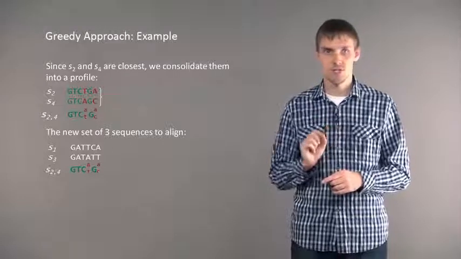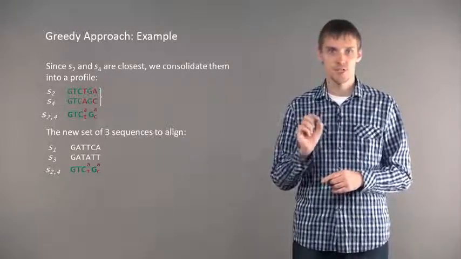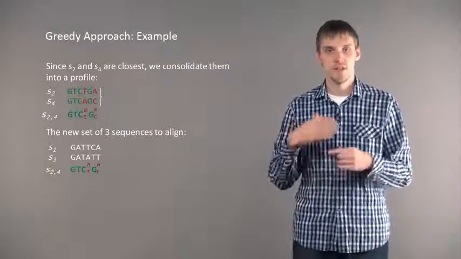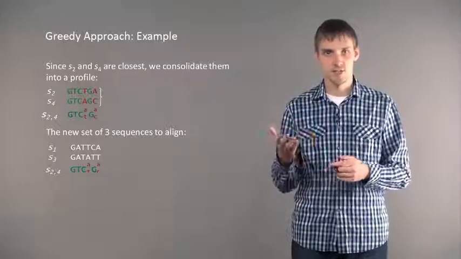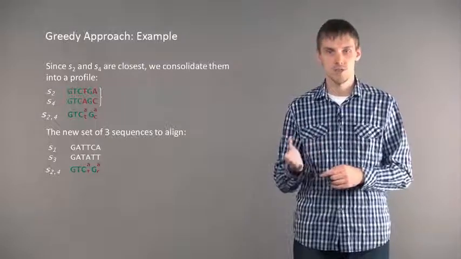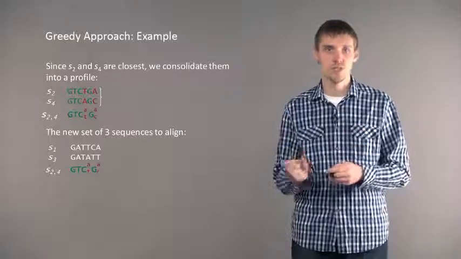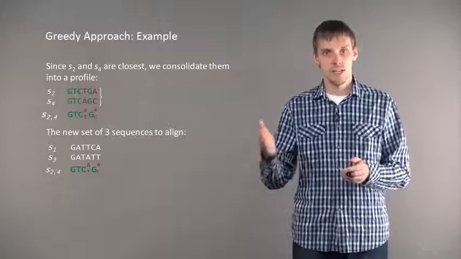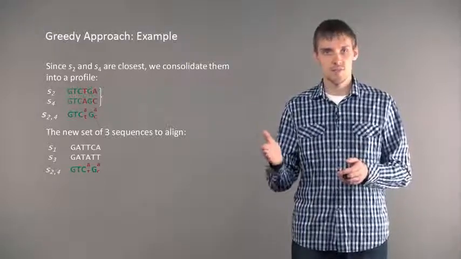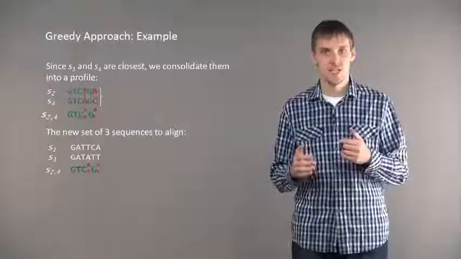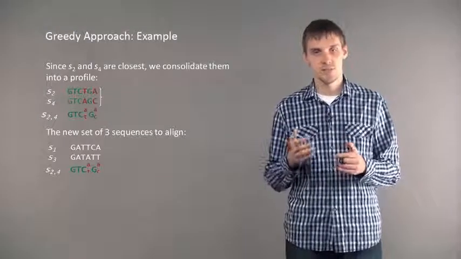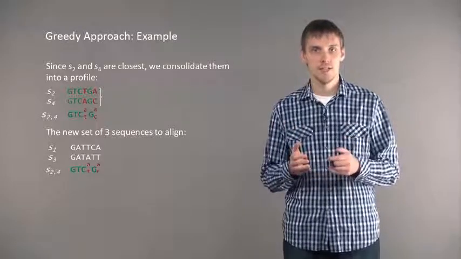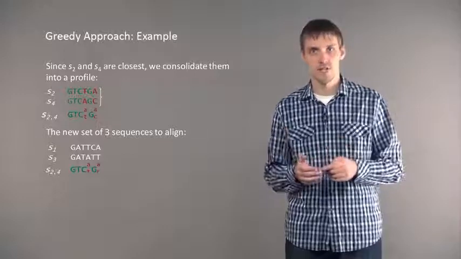Sequence 1, which is originally sequence 1, sequence 3, and the new profile. And we can iterate. We can construct pairwise alignments between each of these 3 sequences, find the closest ones and join them, and so on and so forth. And at the last step, we will get a single profile of the multiple alignment. This greedy algorithm is not optimal. It may find a non-optimal solution, but it will work fast and it will work on most of the real world cases.